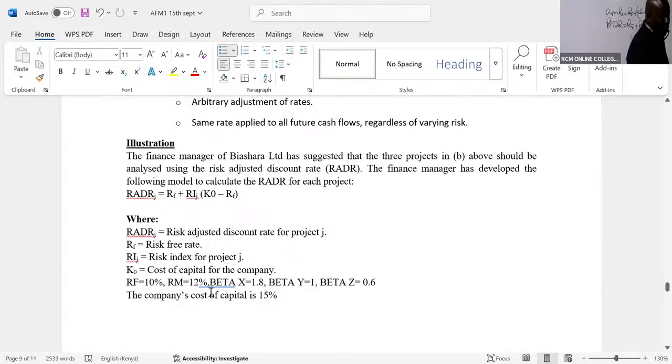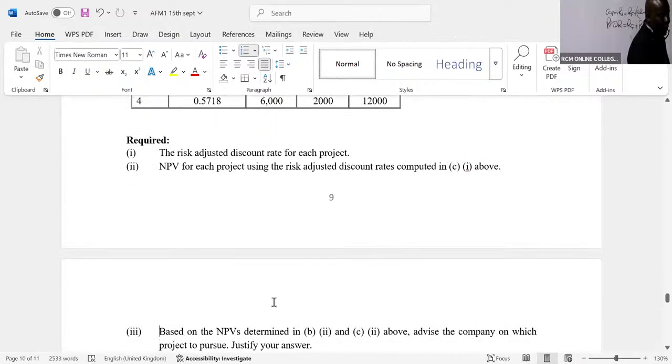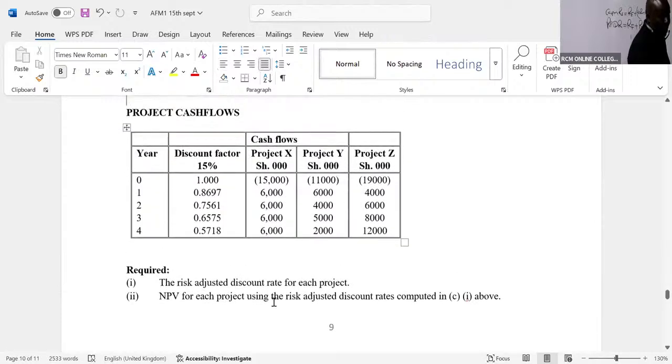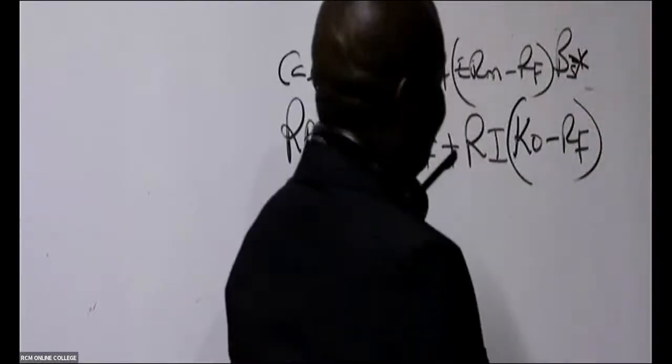Then the cost of capital for the whole company, and the cost of capital has been given as 15%. So here, CAPM will use returns from the market. Here they want you to use the cost of capital, which is 15%. So they want us, number one, to give them the RADRI for each of these projects. So we start with RADRI of project X.